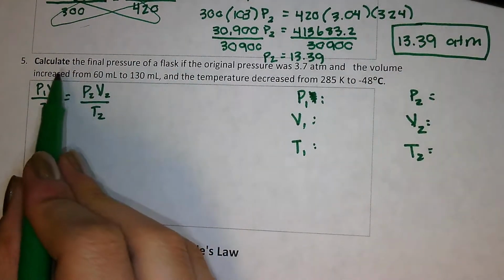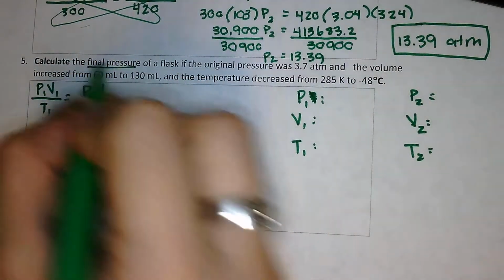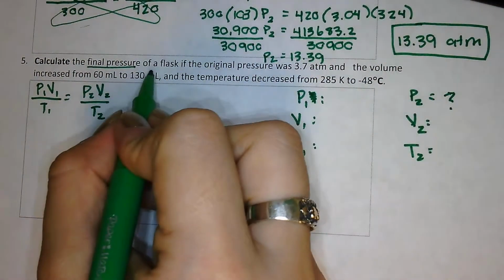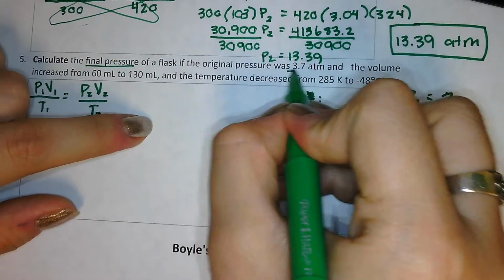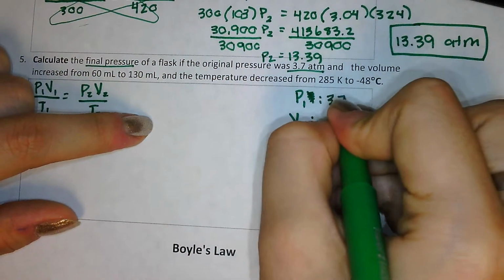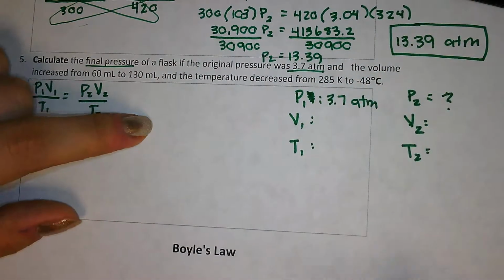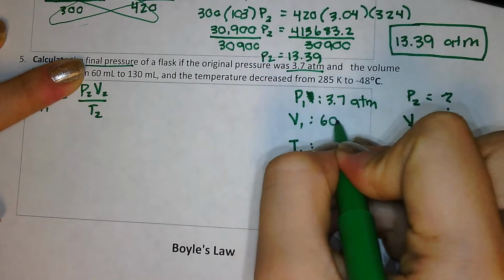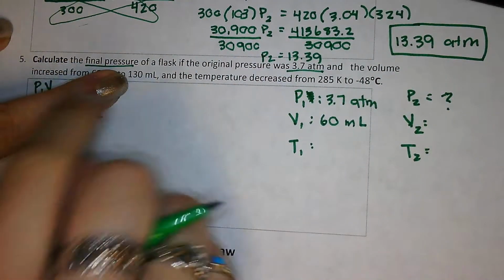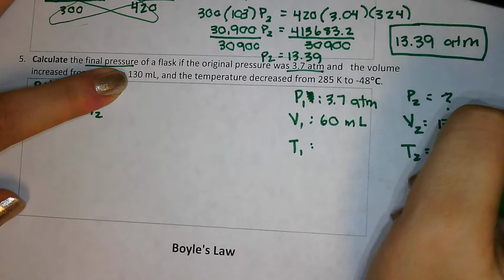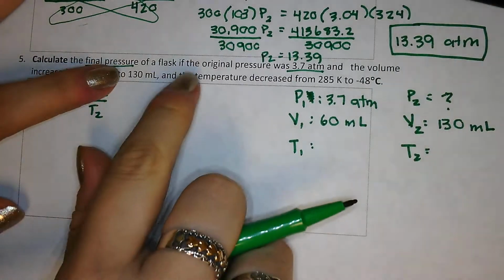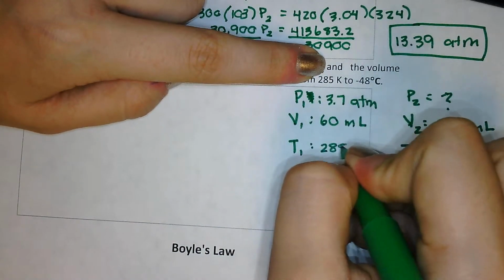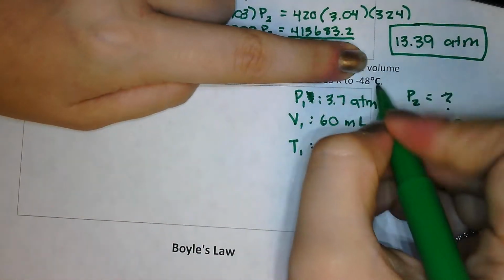Okay, calculate the final pressure. Immediately I know that I need to find P2, of a flask, if the original pressure was 3.7 atmospheres, and the volume increased from 60 milliliters, so I had 60 milliliters in the beginning, to 130 milliliters at the end. And the temperature decreased from 285 Kelvin to negative 48 degrees Celsius.